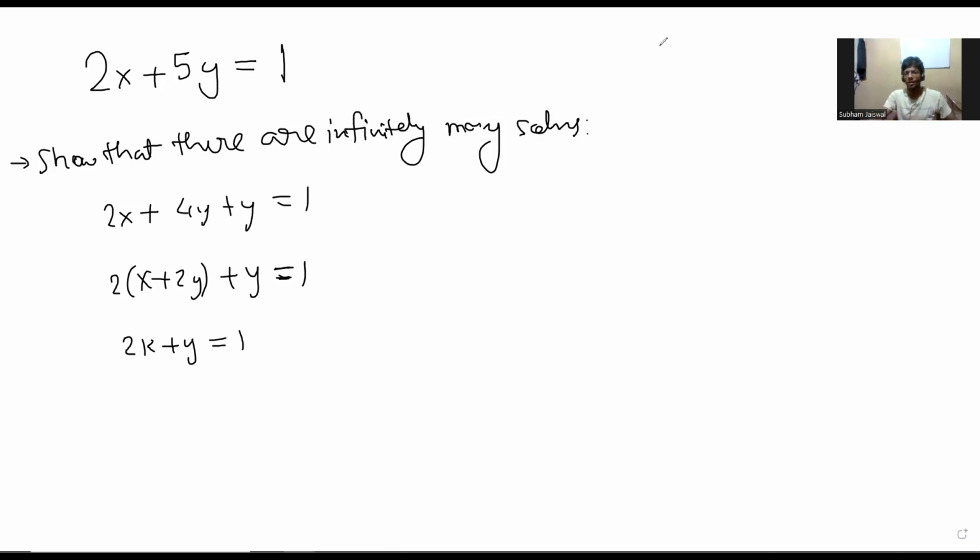Let's try to draw a picture, although it's very easy to solve this either way. So can we say some points on this? When x is equal to 0, y is equal to 1 by 5, right? So this point is there. And when y is equal to 0, x is equal to half, right? So maybe half is a little bigger. And so there is this line.